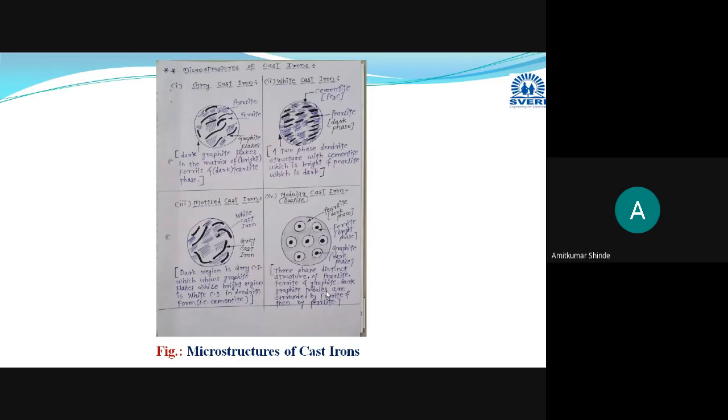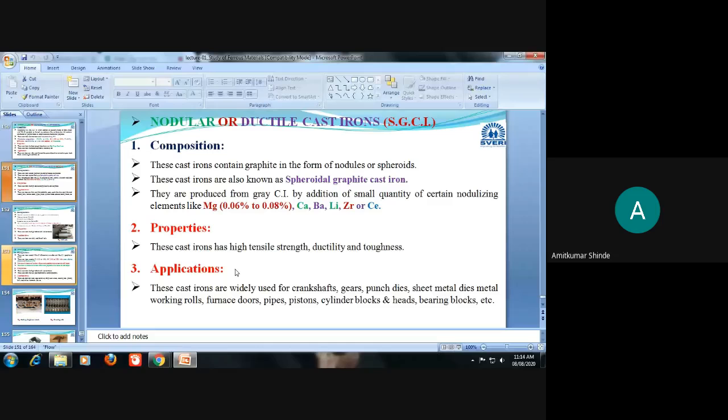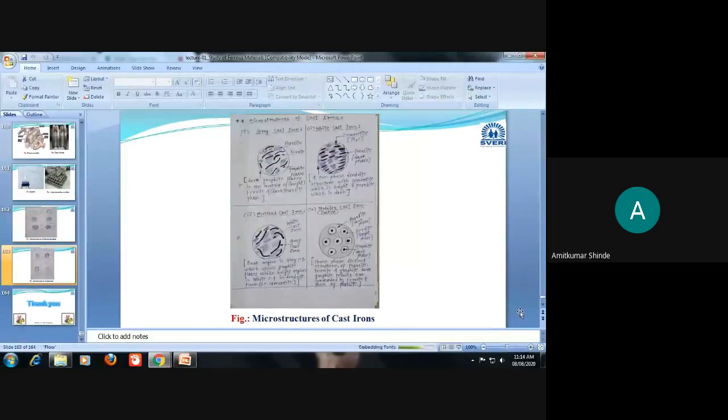Just now we have completed the cast iron discussion, that's why I will explain this slide first, whether it is visible clearly or I have to zoom it. I will try to zoom it.